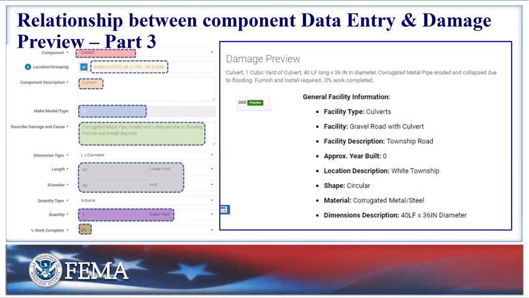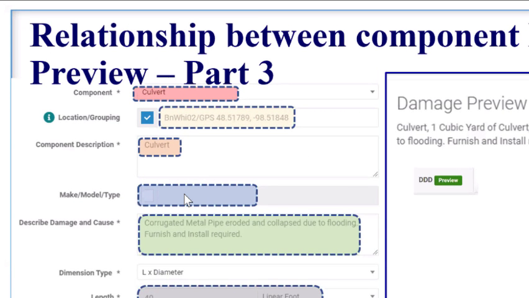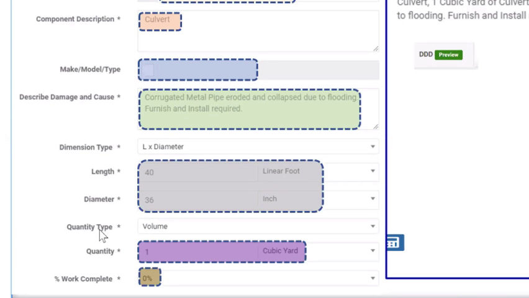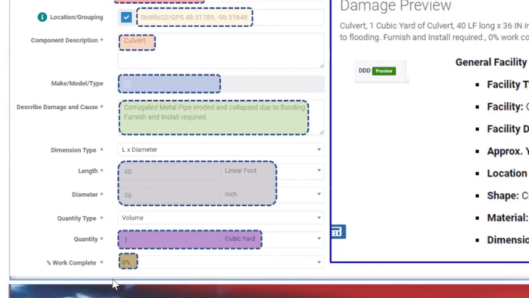Now we're going to look at how the DDD populates based on the input of your damage component. So we're going to look at that relationship between the data entry and the damage preview information. As you can see, we have a split screen here. On the left-hand side, we have filled in our damage component information. We have our component description, our damage description, cause, dimension, all the information there is populated.